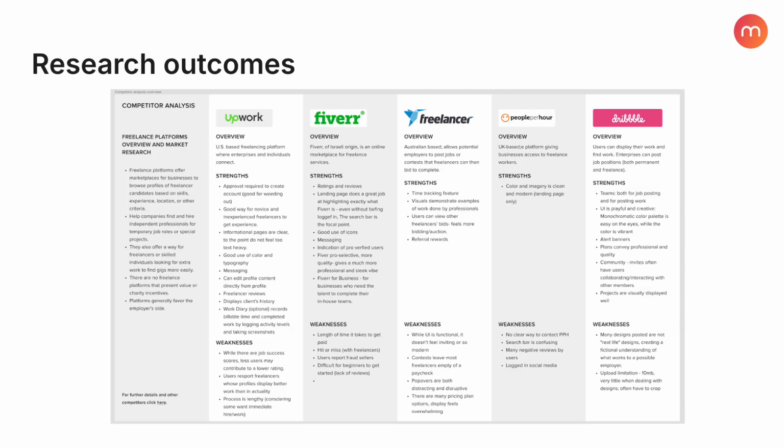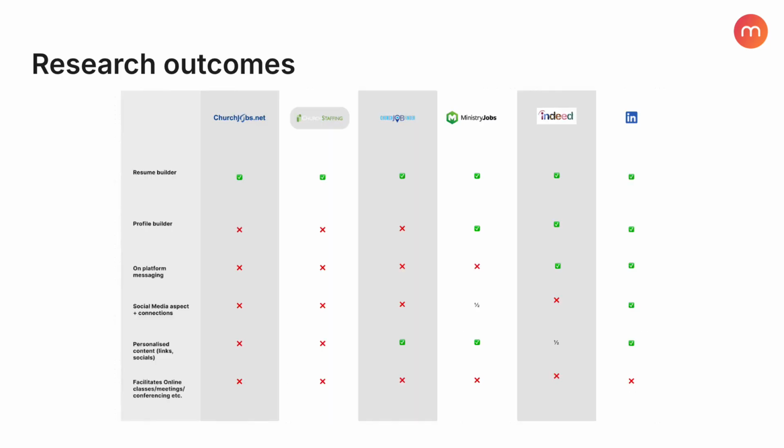This type of comparative table helps us quickly identify what the market already provides, what users appreciate, and where the biggest opportunities for innovation lie. It's a clear, visual way to summarize complex findings and guide our next design decisions. On this slide, you can see an example of a competitor table from our research.